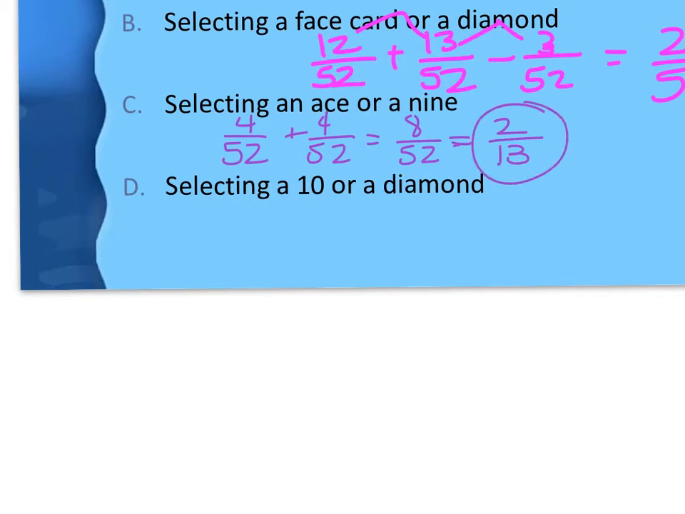And a 10 or a diamond. Disjoint or overlapping? Overlapping. How many 10s are there? 4. How many diamonds are there? 13. And how many are diamonds and a 10? 1. So this is 17 minus 1 is 16 over 52.